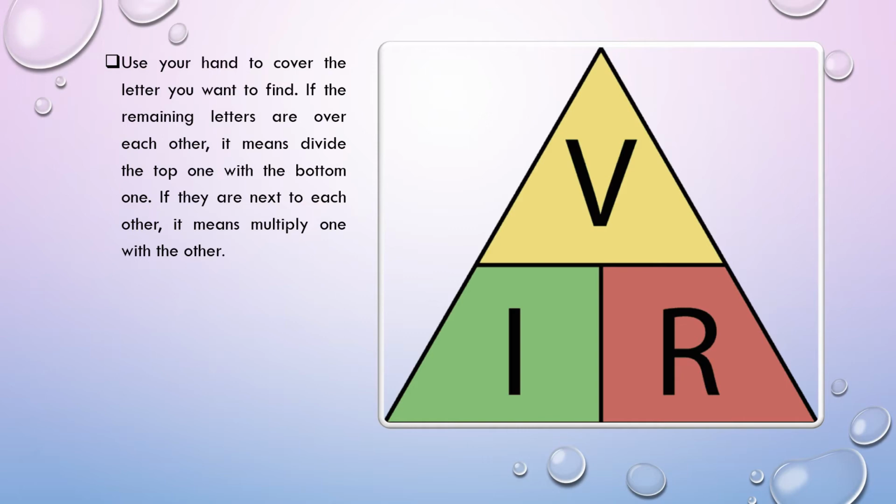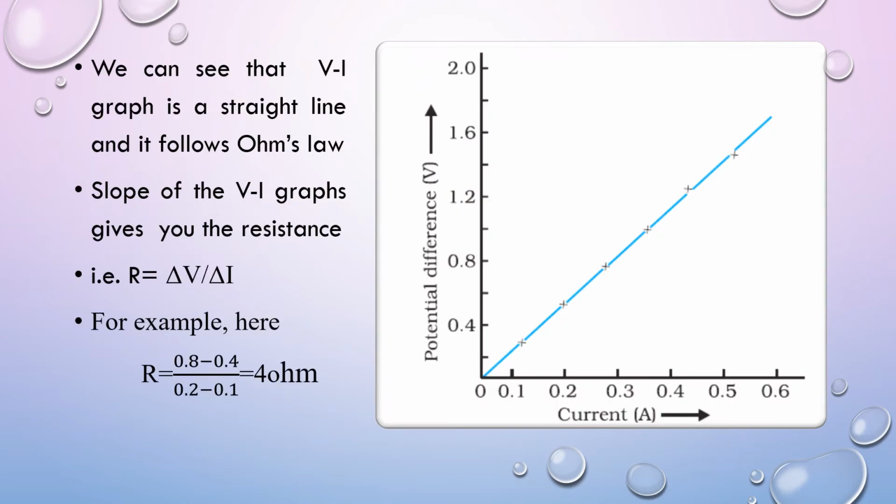For example, you need to find V. So you cover V with your hand. Now we can see the other two letters are next to each other, so you multiply both, which means V = I × R. And if you need to find I, you cover I. V and R are not next to each other, so you divide the top one, that is, I = V/R. Similarly, R will be V/I.